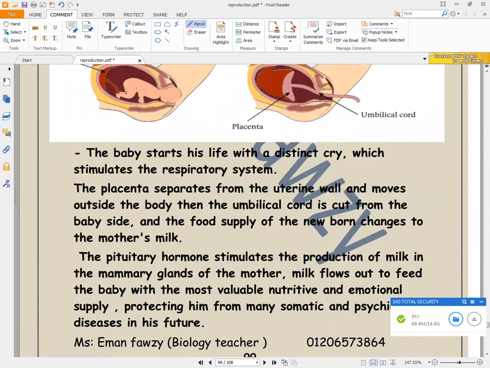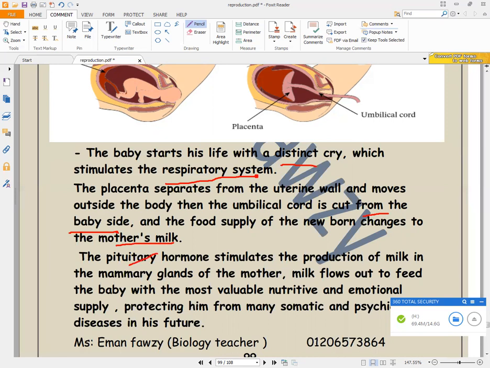So the baby starts his life with a distinct cry, which stimulates the respiratory system. The placenta separates from the uterine wall and moves outside the body. Then the umbilical cord is cut from the baby's side, and this is a very important note. And the food supply of the newborn changes into what? Into milk production.